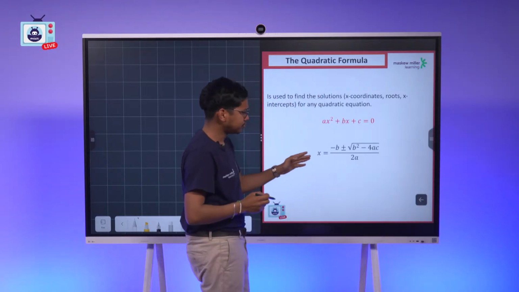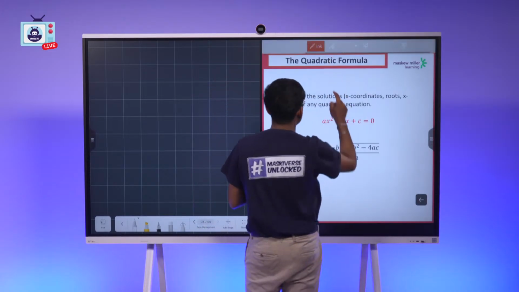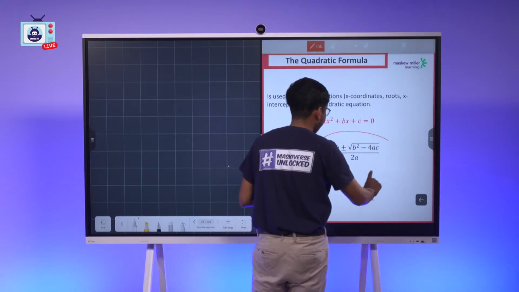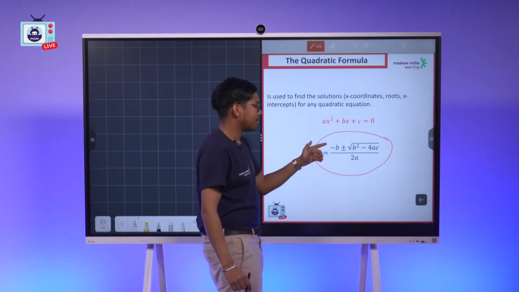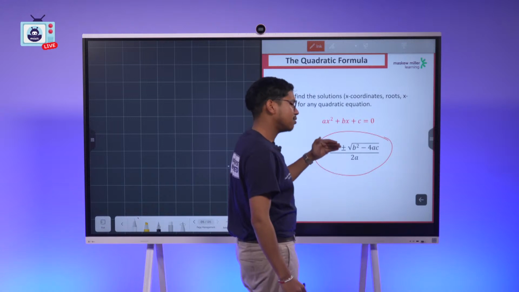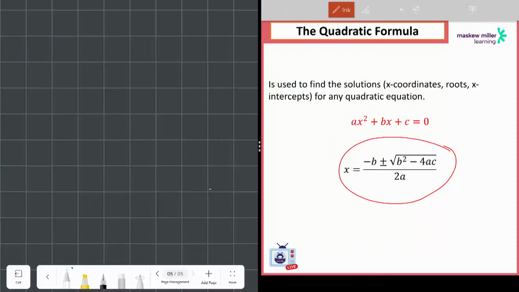All right, so here is our formula. This formula will become very, very popular as you go on in grade 11 and in grade 12. So it is given by x equals minus b plus or minus the square root of b squared minus 4ac, all over 2a. Plus or minus means I'm going to have one calculation with plus, another one with minus.